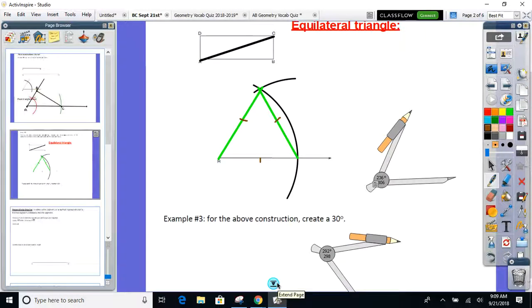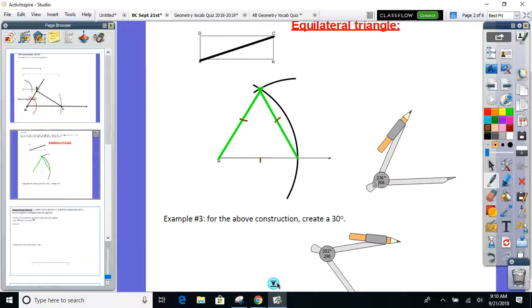Look at example 3. Using what you just did up here, can you create a 30-degree angle? 30-degree angle, no protractor. Let's talk. What did you tell me about the angles of an equilateral triangle? They're all equal. Anybody know triangle interior angles add up to? 180. They're all equal. They add up to 180. Can somebody do some quick math and tell me what each angle adds up to? 60. These are all 60-degree angles that you constructed.